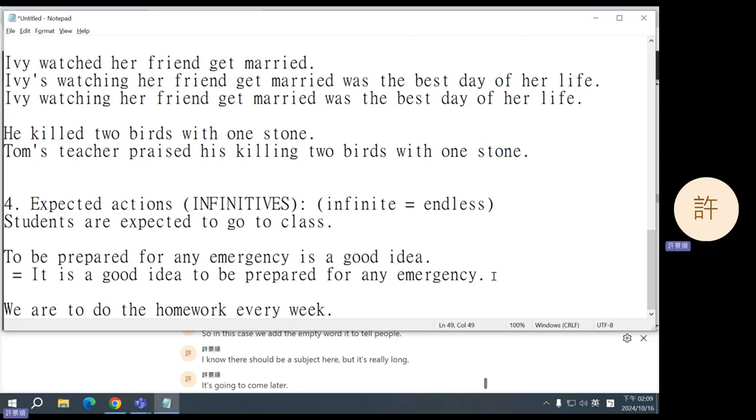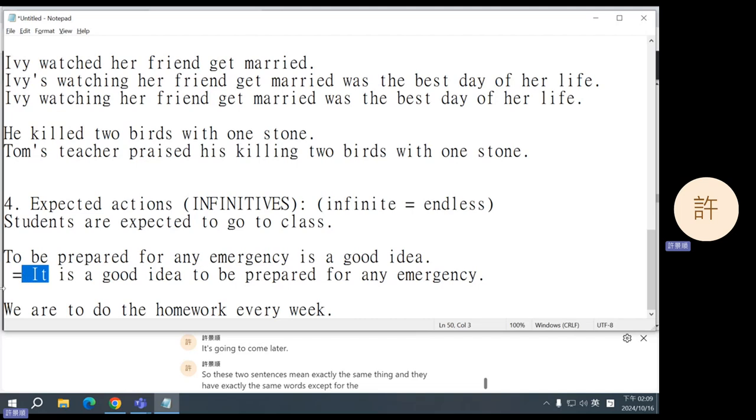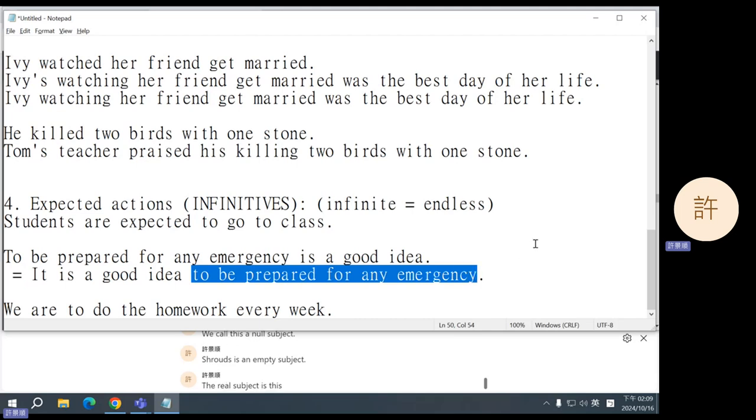So these two sentences mean exactly the same thing, and they have exactly the same words except for the addition of the word it. In this case, it is, we call this a null subject, 虚主词, an empty subject. The real subject is this, the infinitive.